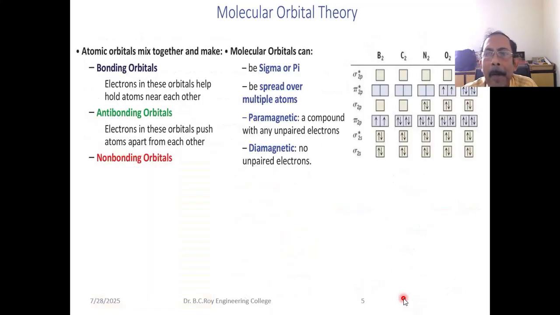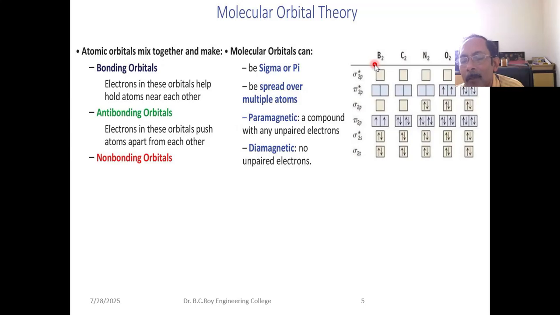Next, we are getting homonuclear diatomics B2, C2, N2, O2, F2. So B2, 2 atoms of boron forming a molecule. C2, 2 carbon atoms forming a molecule. Now the number of electrons for boron is 5, for carbon it is 6, for nitrogen 7, oxygen 8, and fluorine will have 9. Now if I take B2, that means 2 boron atoms, one atom is having 5 electrons, so total we have 10 electrons for B2.